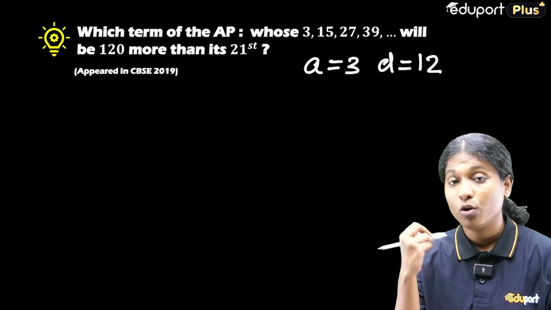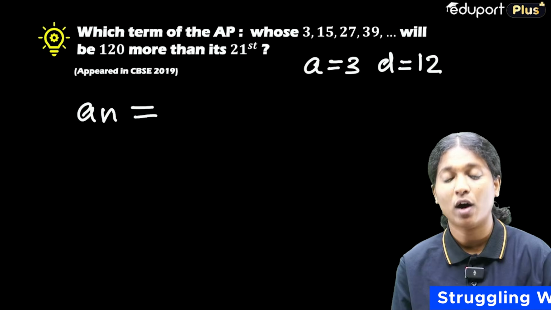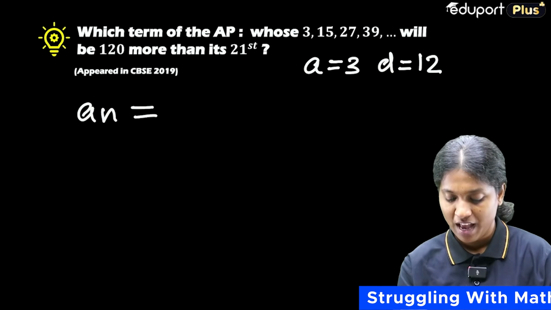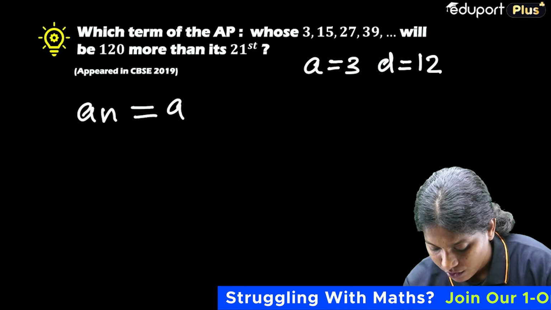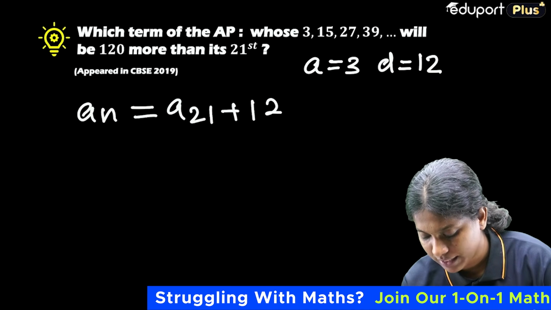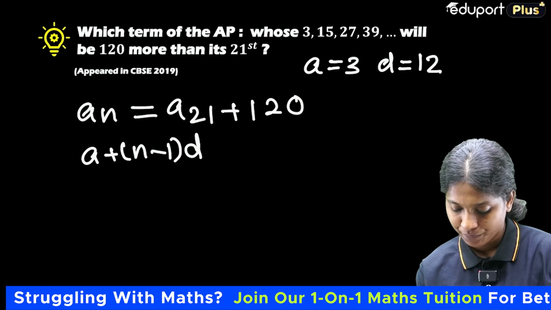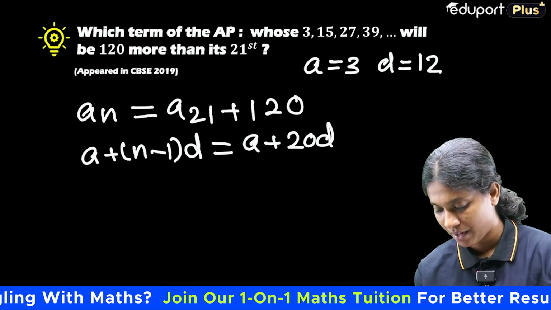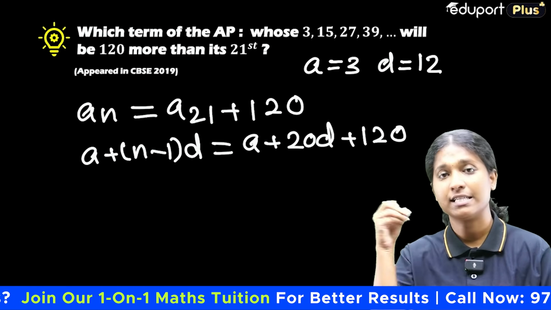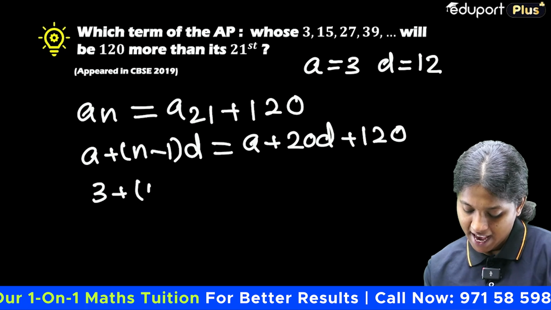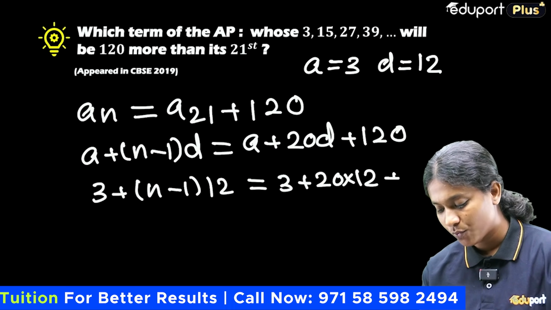Now, 120 more than its 21st term, a term which we do not know. So, we can take it as an. An is equal to what? A plus n minus 1 into d, that you know. But here what we said is 120 more than the 21st term. So, a21 plus 120. So, an is a plus n minus 1 into d, and a21 is a plus 20d, plus 120. Now, a and d we know, we can substitute. So, 3 plus n minus 1 into 12 equals 3 plus 20 into 12 plus 120.